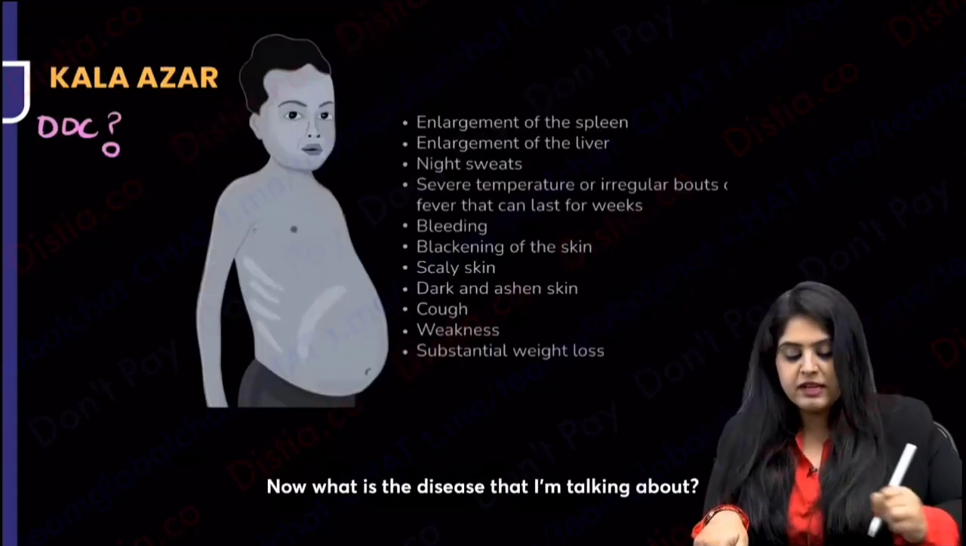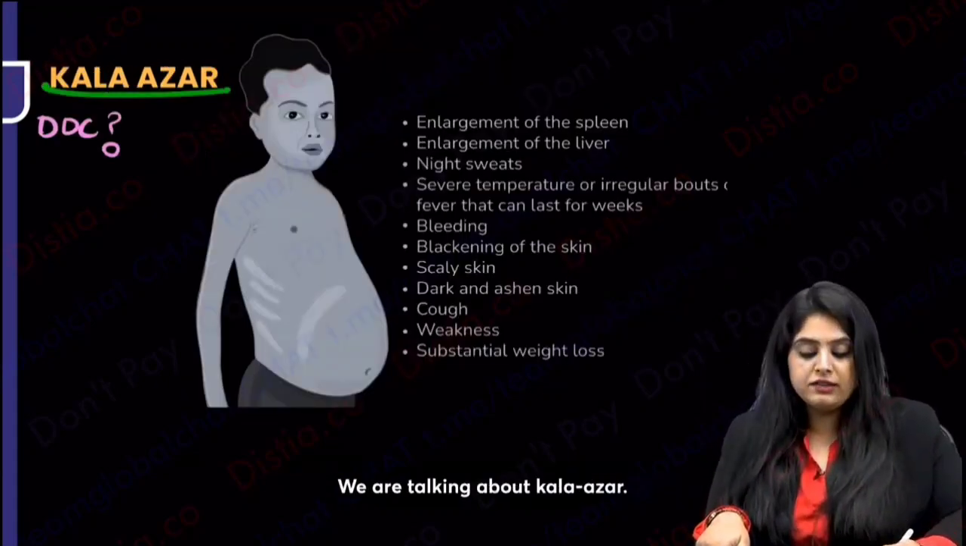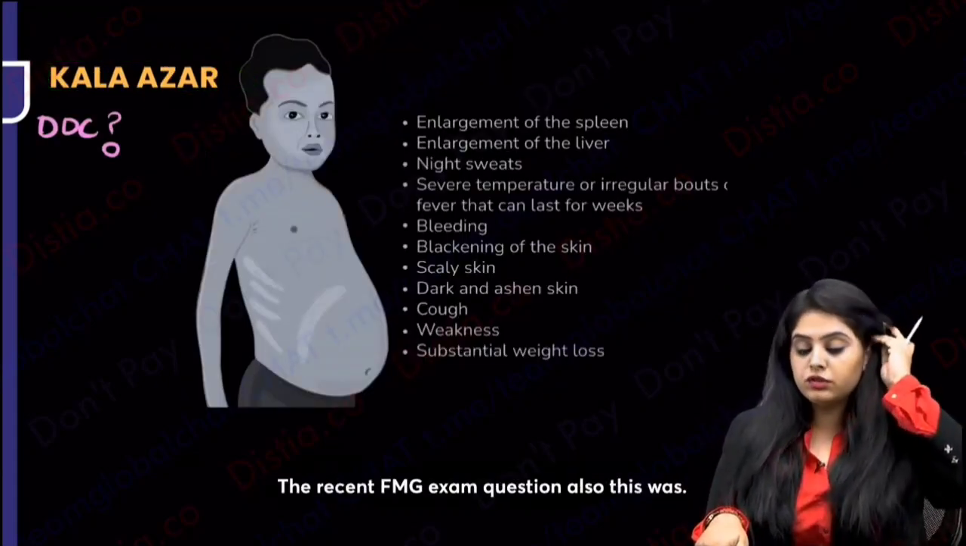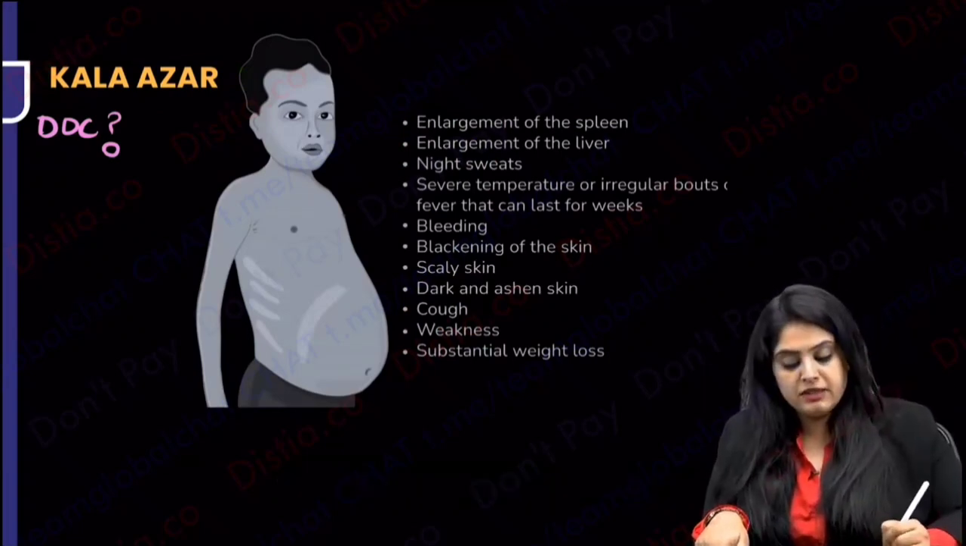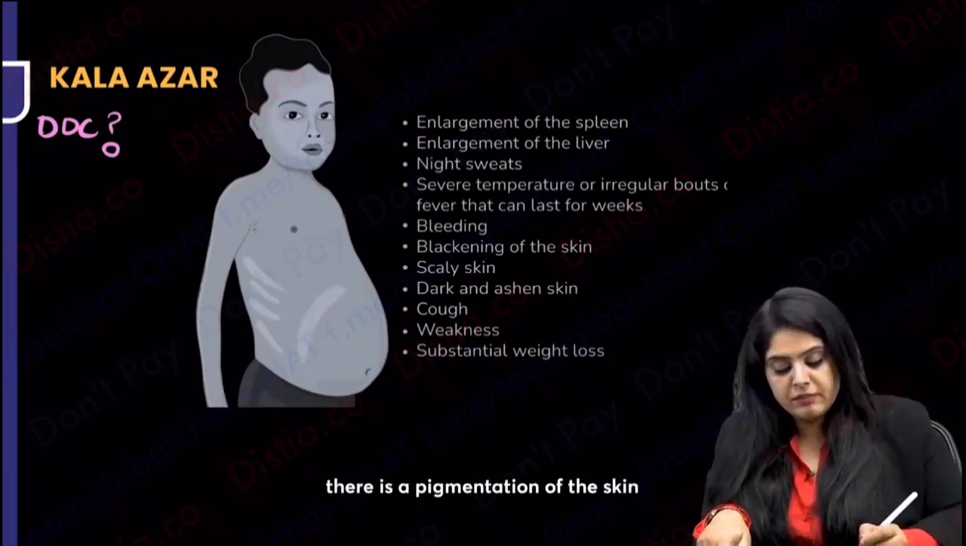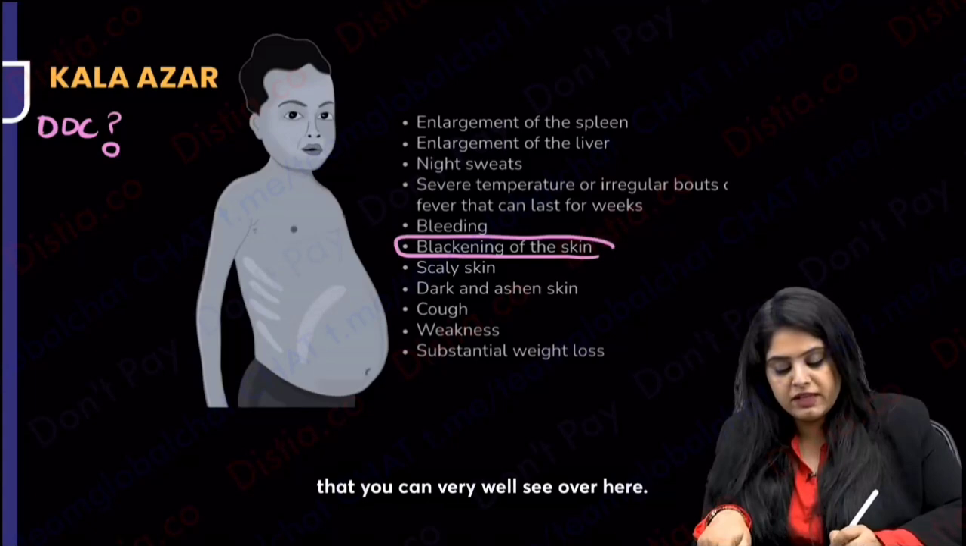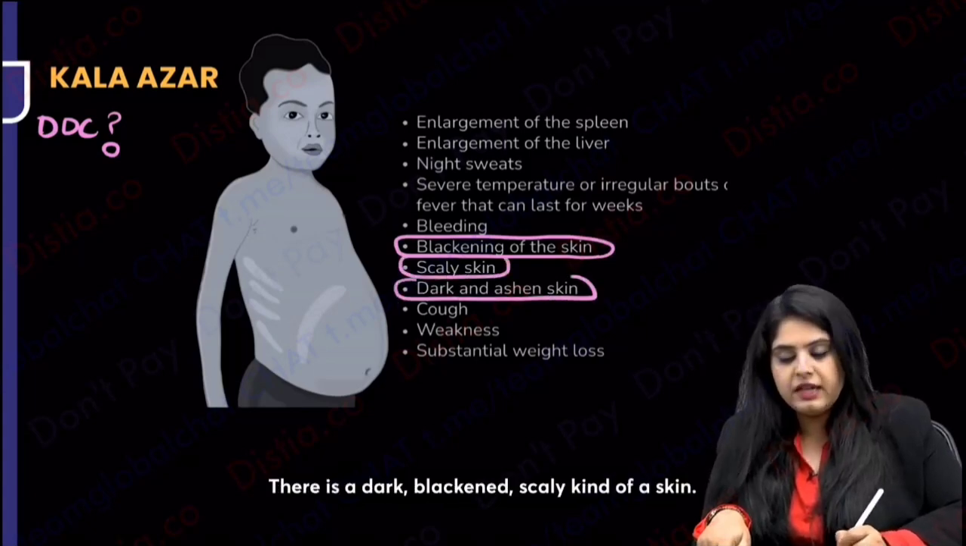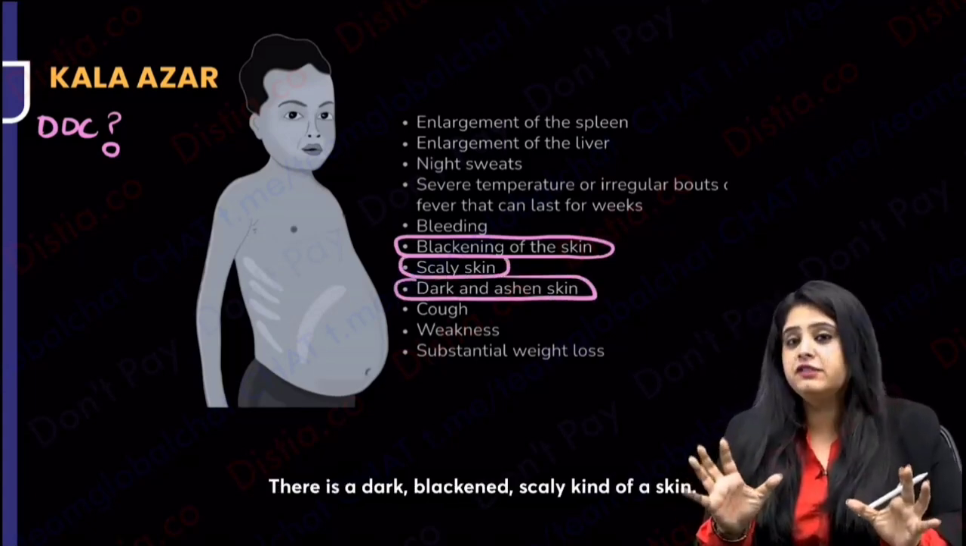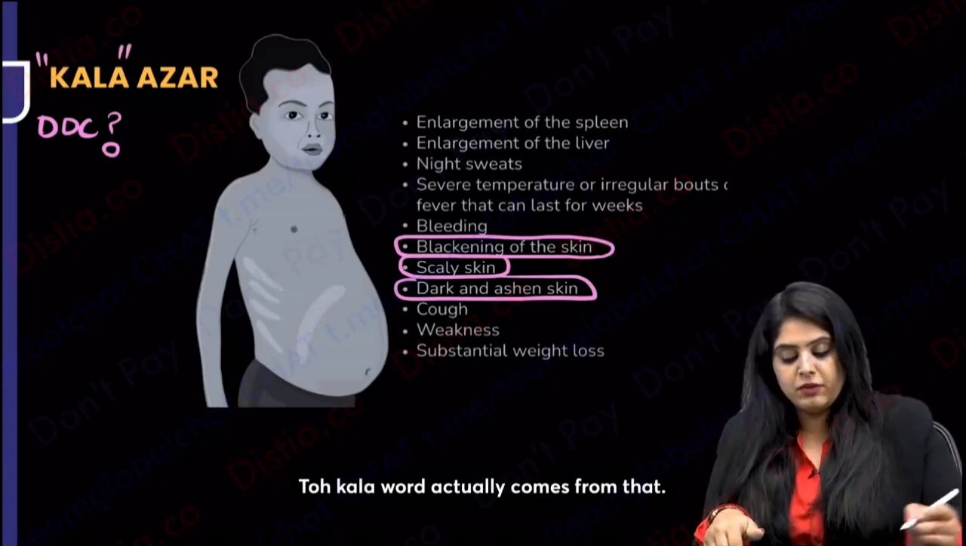Now what is the disease that I'm talking about? We're talking about Kala Azar. This was also a recent FMG exam question. And Kala Azar, the reason why it's called Kala is because there is a pigmentation of the skin that you can very well see over here. There is a dark, blackened, scaly kind of skin. So the word Kala actually comes from that.